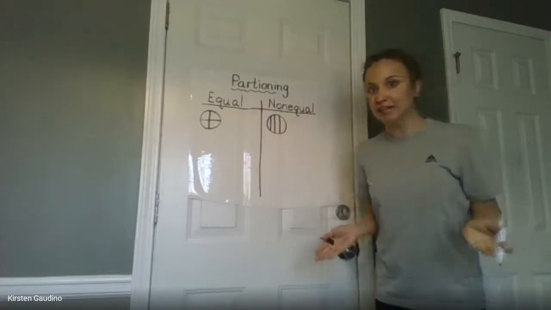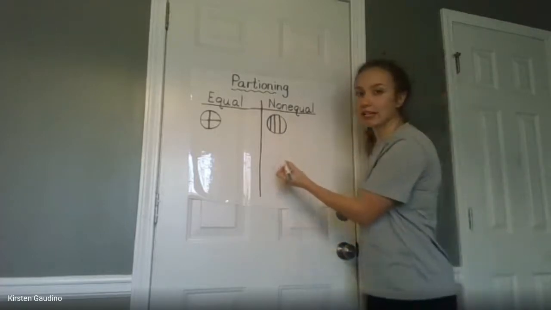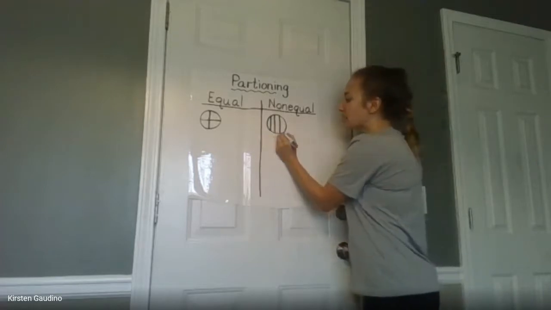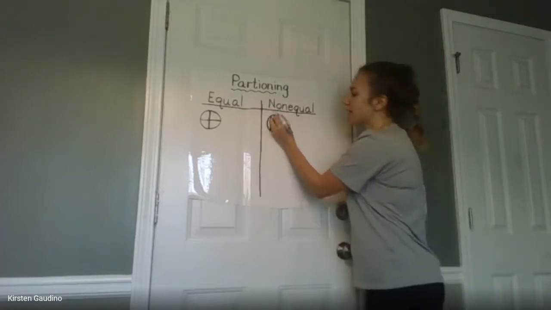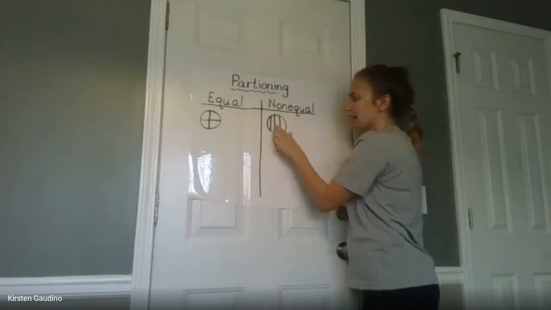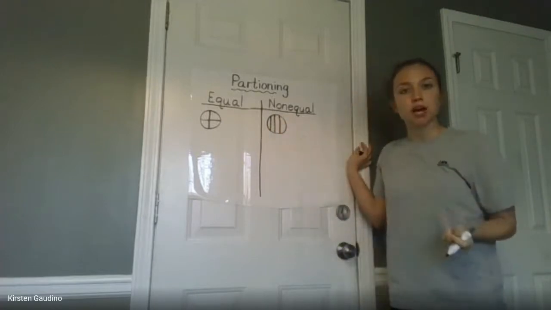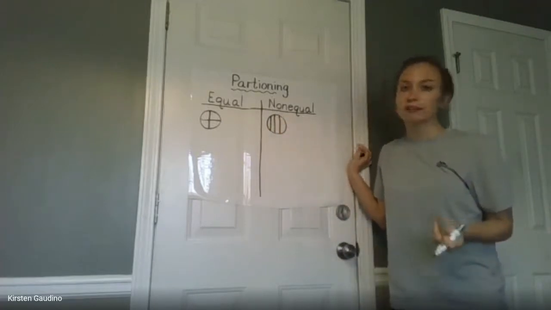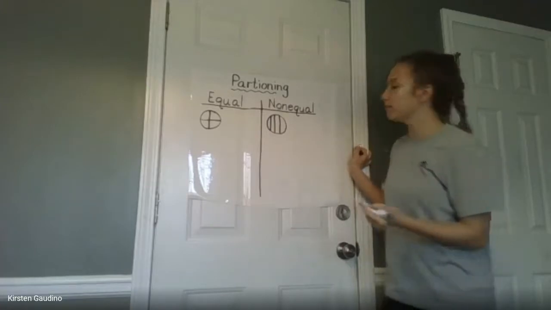The only problem is that this is not divided equally. Someone's going to get these small, weird pieces on the end, and then one person's going to get this nice big piece in the middle. So none of those pieces are equal. Therefore, it's not partitioned equally.